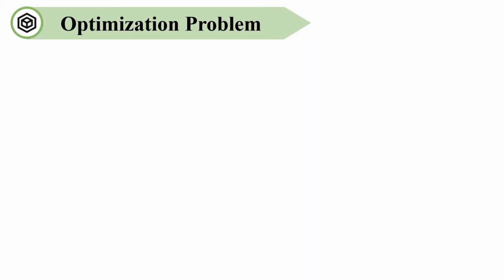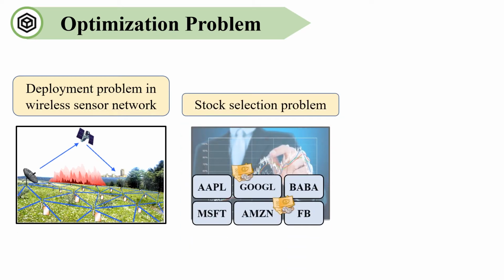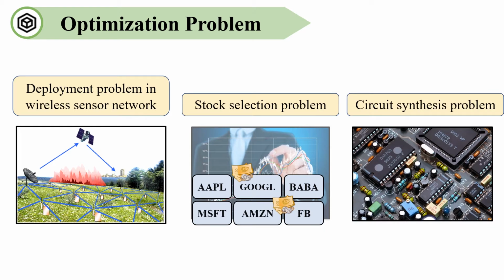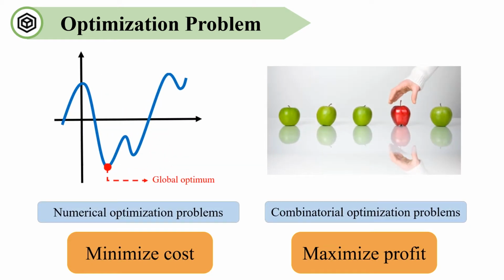In our daily life, there are many fields that need to address optimization problems, such as the deployment problem in wireless sensor networks, the stock selection problem, and the circuit synthesis problem. All of these problems just want to reach the goal of minimizing cost and maximizing profit as much as they can. These problems can be roughly divided into two categories: numerical optimization with continuous variables and combinatorial optimization with discrete variables.